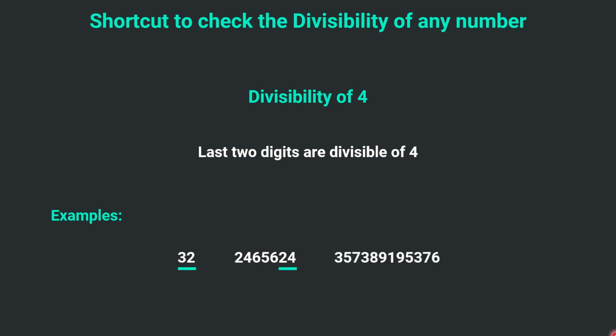Then we have this number. Here the last two digits are 76. 76 is divisible by 4. So this complete number will also be divisible by 4.